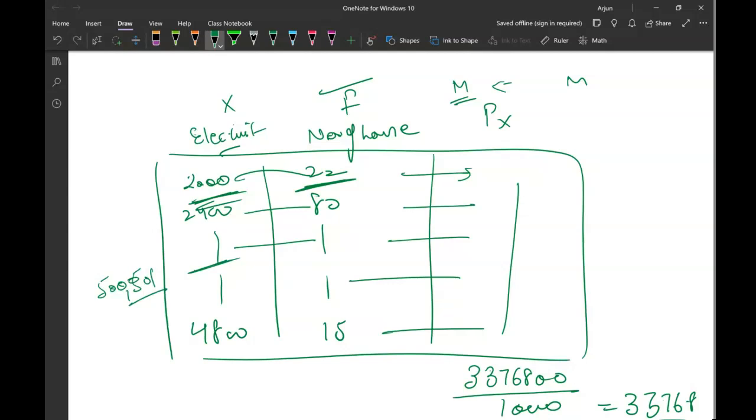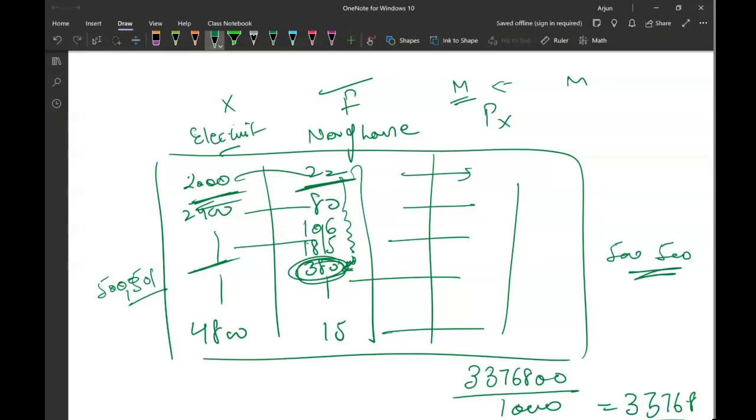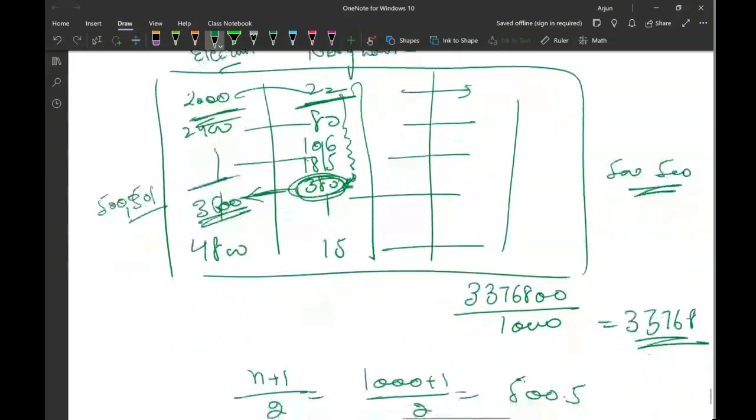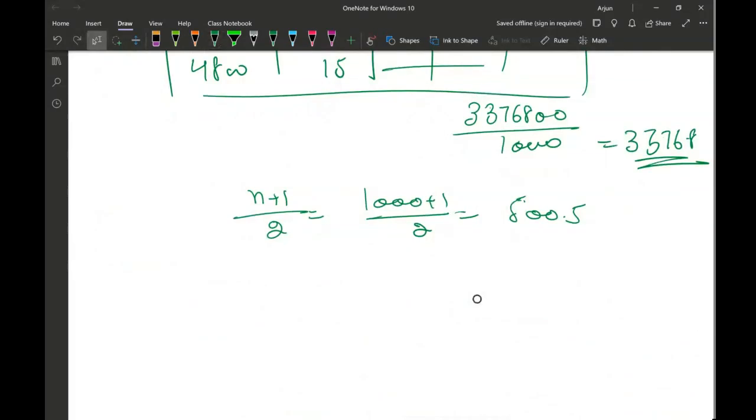I'm not talking about the units. I'm talking about from here. So the values you're going to get: it was 80, this was 106, then it was 185, and then 380. So if you keep on adding, the 500th term and 501st term, these two terms will lie here. So whatever the value corresponding to the 380 is, that is 3600. That will be the median value. And the mode will also be 3600 in this case.